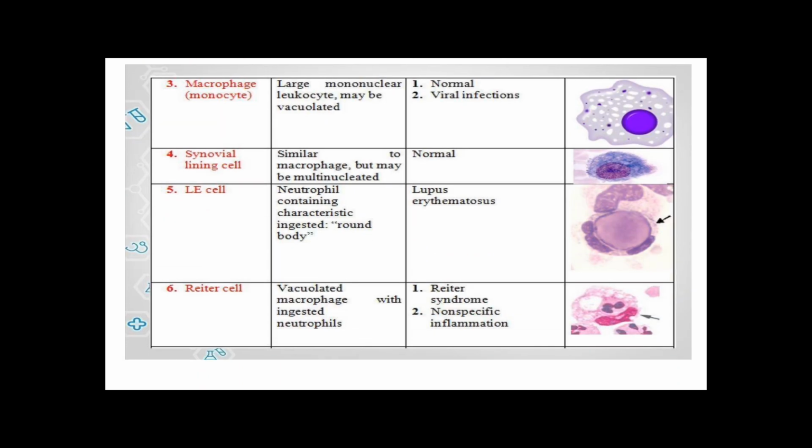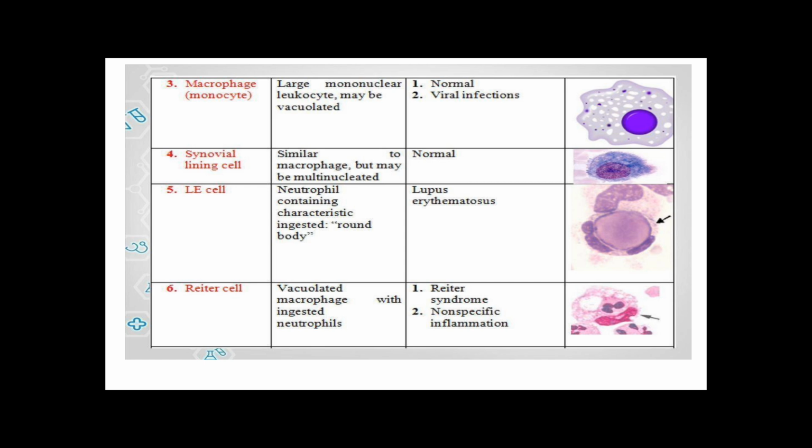When we consider the macrophage, it has a single nucleus. This is a larger mononuclear leukocyte that may be vacuolated. Some vacuolation can be seen inside the cytoplasm. This is normally present, right? Because in synovial fluid, if bacteria or unwanted cells or materials go into the fluid, the macrophage, which we call histiocytes, can destroy them. So it is normally present, or a high number can be seen in viral infection.